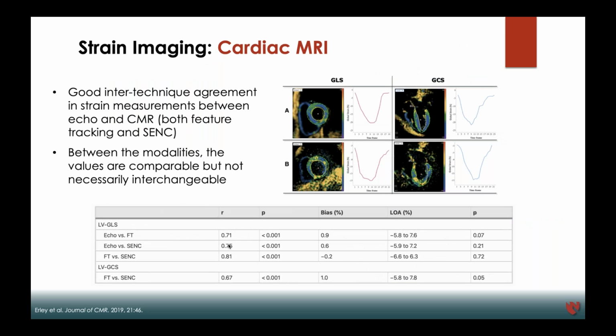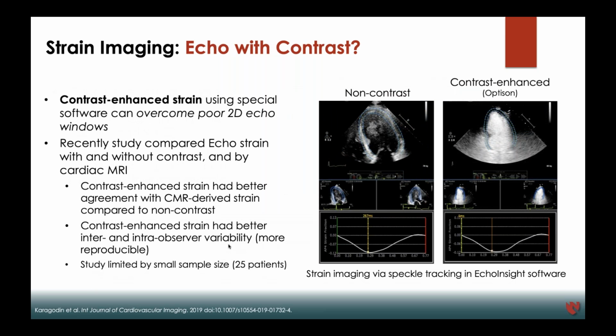but you can think about cardiac MRI as being comparable to echo derived strain, but the values are not necessarily interchangeable, for the same reason that there's lots of variability between vendors. There are definitely going to be differences between modalities. So keep that in mind that you can't directly compare strain measurements necessarily.